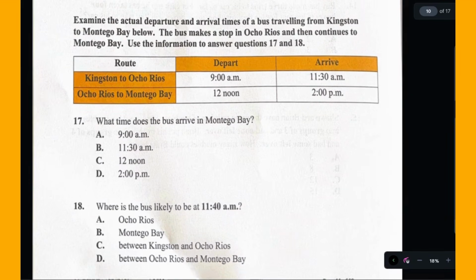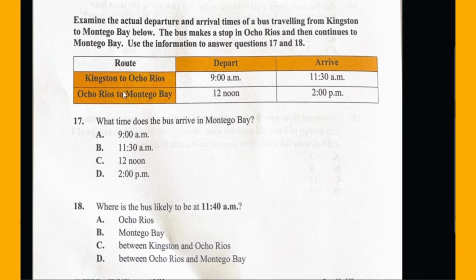Examine the actual departure and arrival times of a bus traveling from Kingston to Montego Bay below. The bus makes a stop in Ocho Rios and then continues to Montego Bay. Use the information to answer questions 17 and 18. So we're seeing the route, the departure time, and the arrival time.